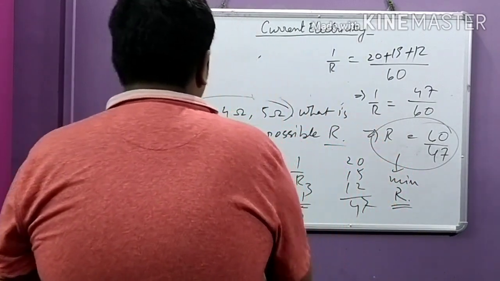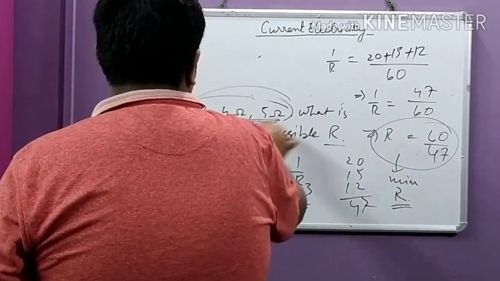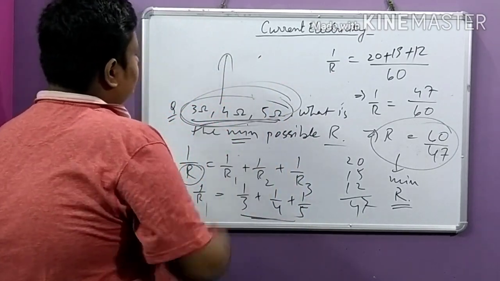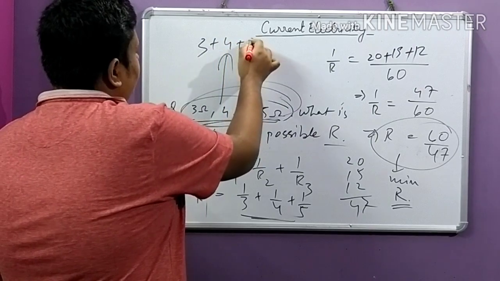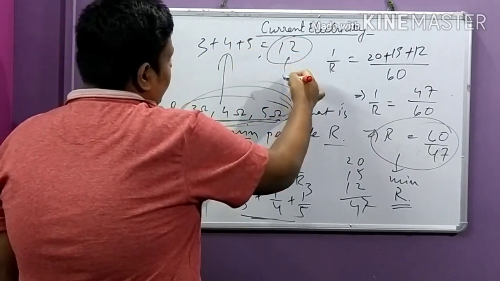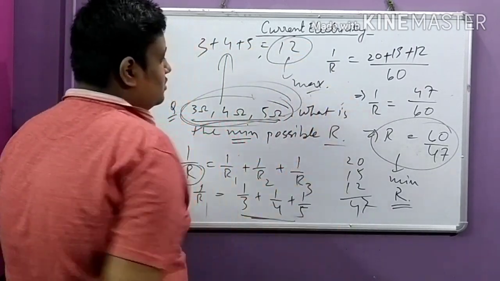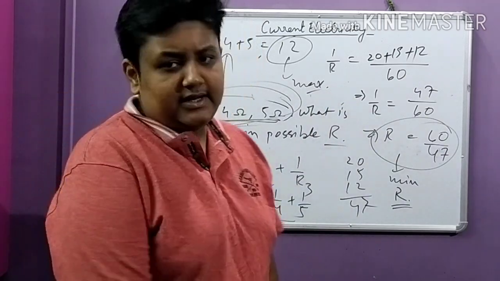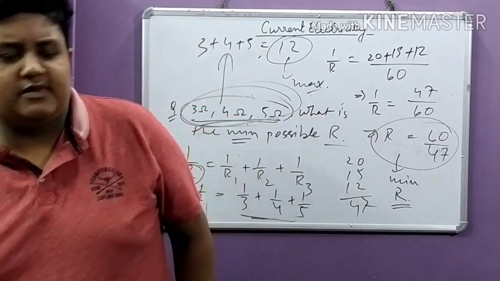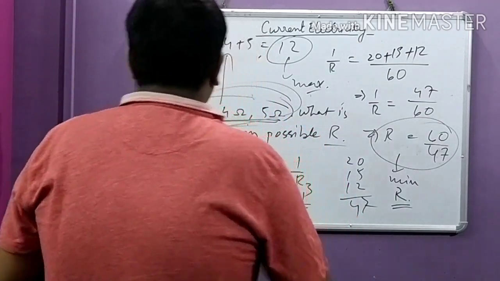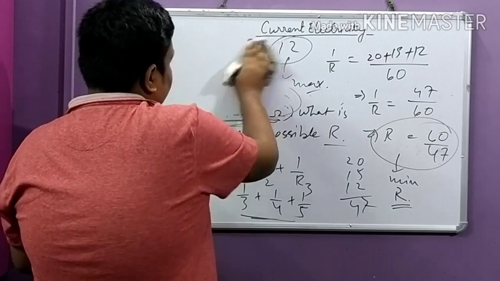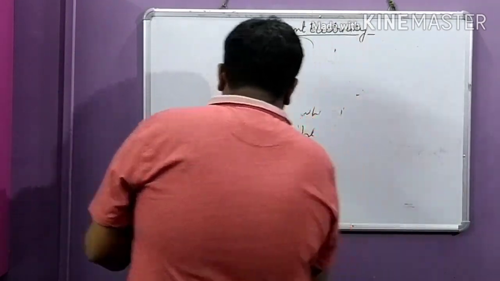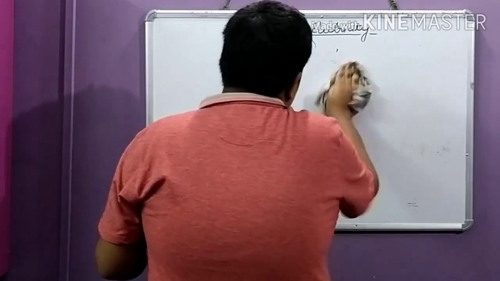And what is the maximum? For the same three resistors, it will be the series connection, and that will be 3 plus 4 plus 5 equal to 12. So this is the maximum. So the most important thing in this part is that for maximum resistance we have to connect them in series, and for minimum resistance we have to connect them in parallel. And in all other connections, the resultant resistance will be in between the maximum and minimum resistance.